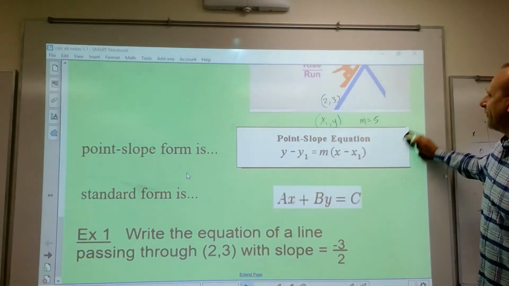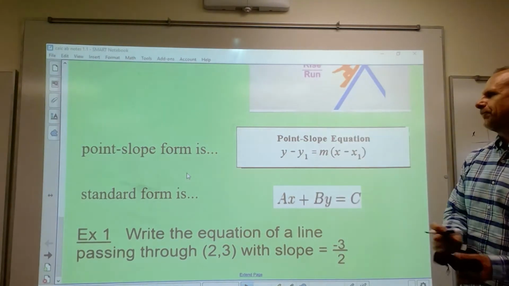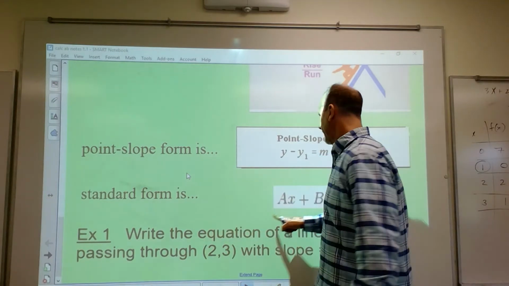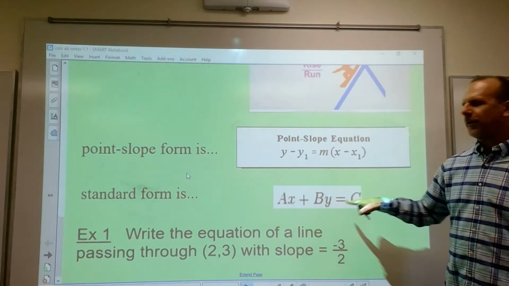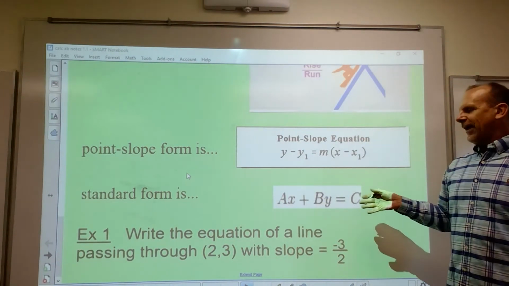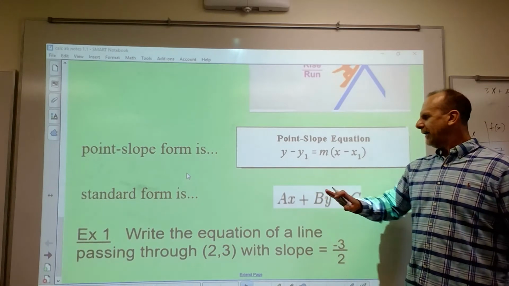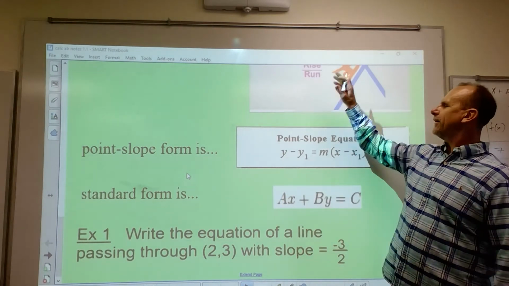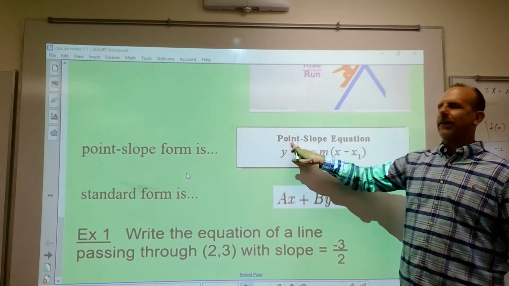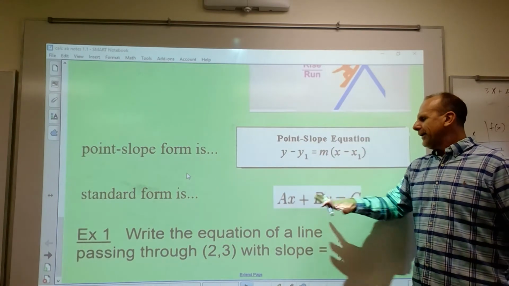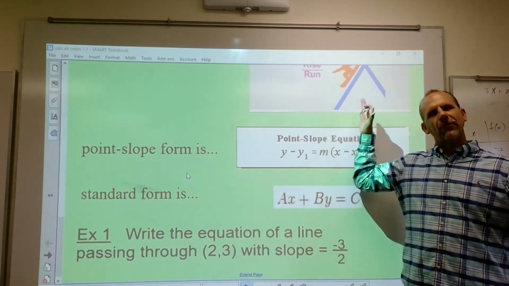The last one is called standard form. Standard form is ax plus by plus c. Sometimes answers on the AP test are in standard form. Sometimes they're in slope-intercept form. And sometimes they're in point slope form. So you just have to be able to use all three of these.